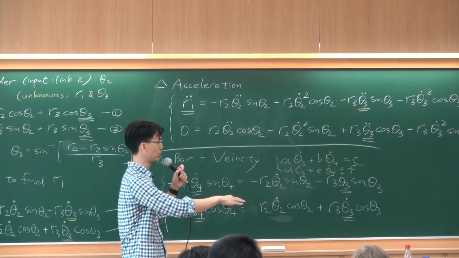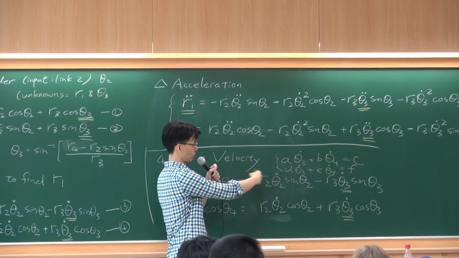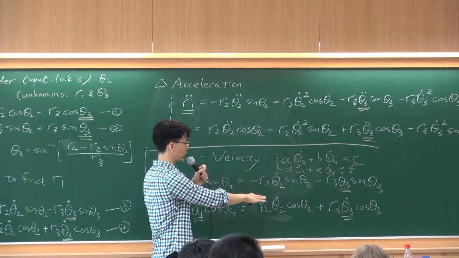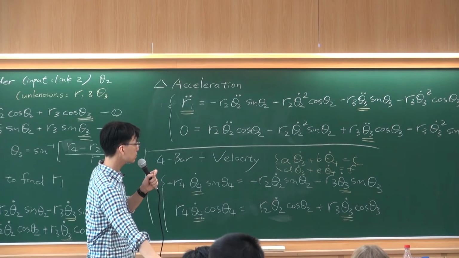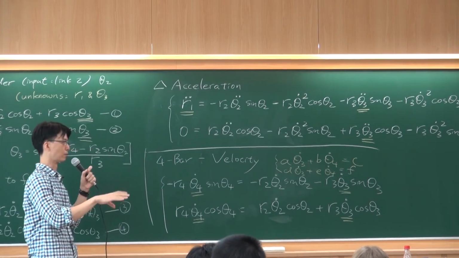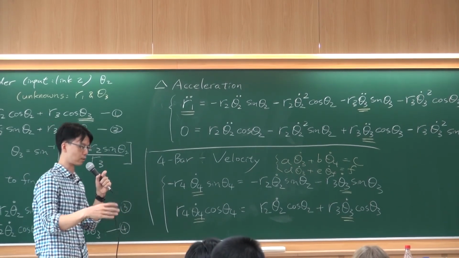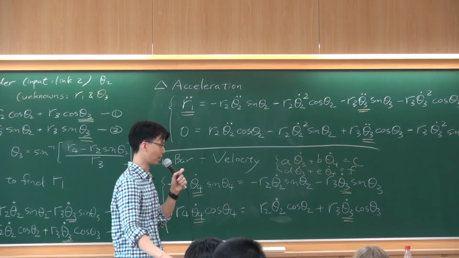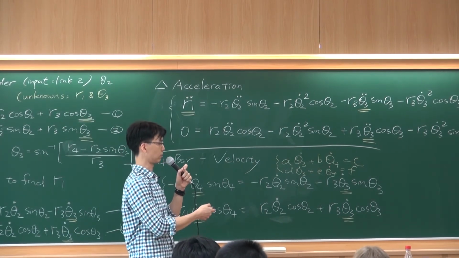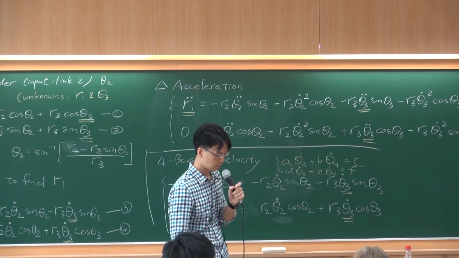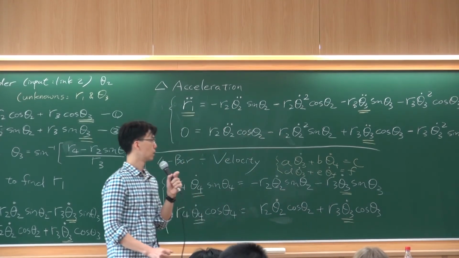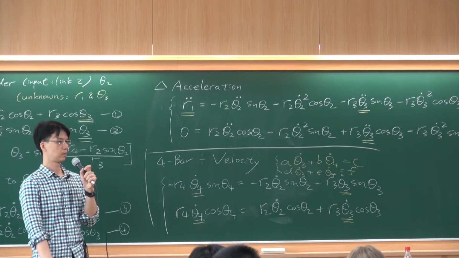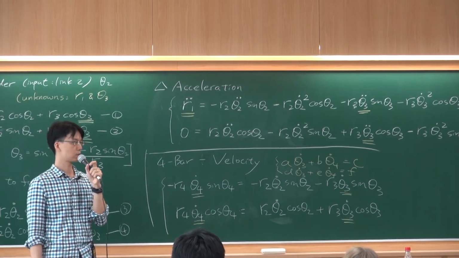Because for acceleration, you will also derive the equation first, and it will be in this same form. The unknowns won't be within the sine or cosine, so it's basically linear equations. So it's easy to solve. Any questions?